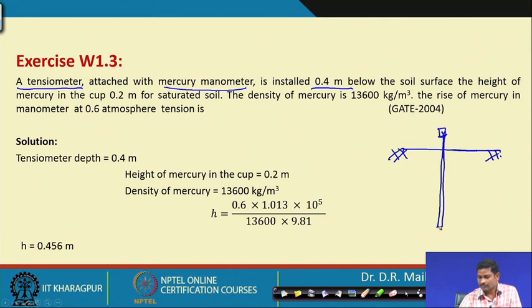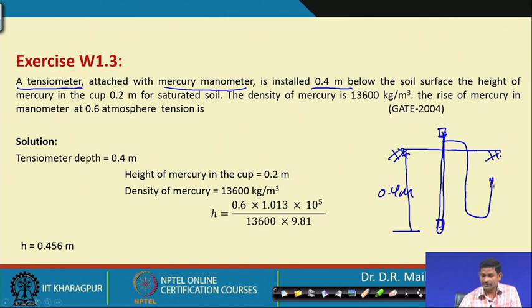Okay. So, here is a bulb, the ceramic cup. Okay. So, here is a manometer which is installed. Installed at how much? 0.4 meter, this one. Okay. Soil surface, height of mercury cup 0.2 meter from saturated soil. Okay. This is the mercury cup.